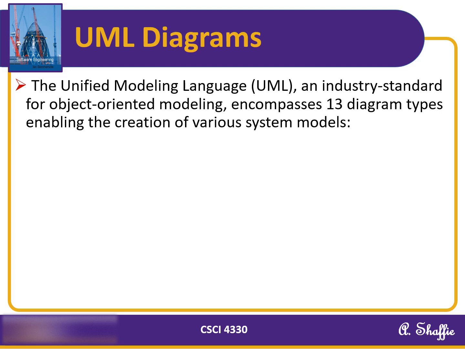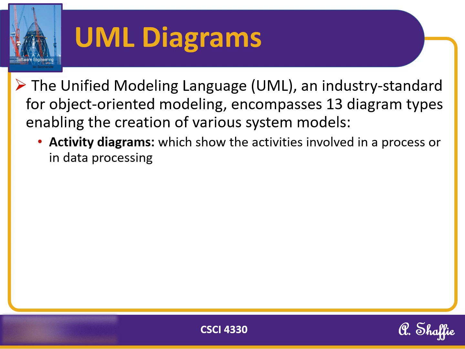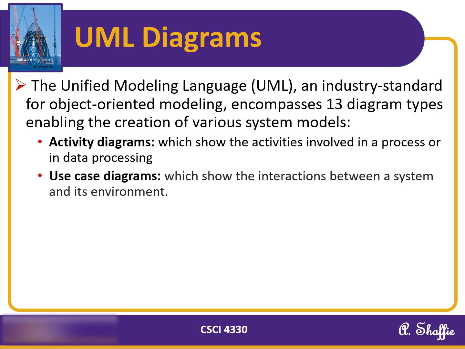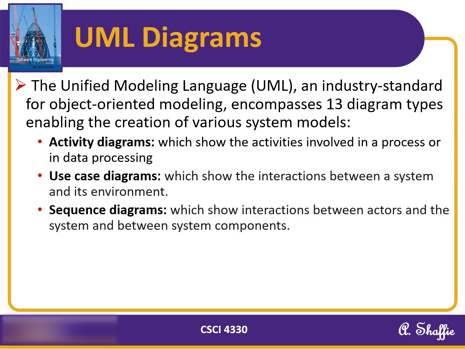However, in most cases, only 5 are commonly used. First, we have the activity diagram, which illustrates the flow of operations and data. Then there are use case diagrams, mapping out how users interact with the system. Sequence diagrams come next, detailing the interactions and exchanges between actors and system components.